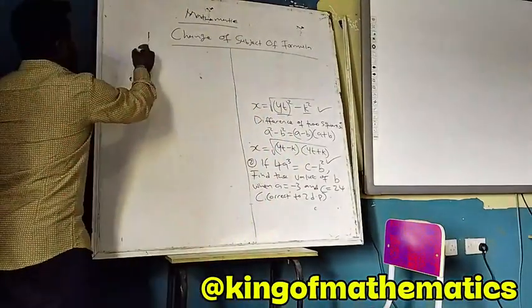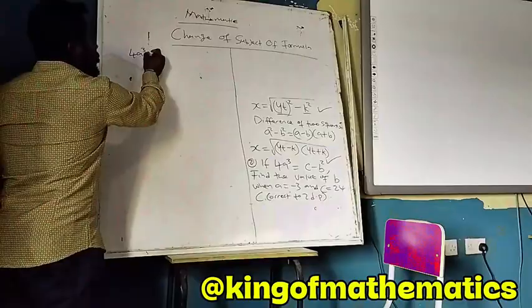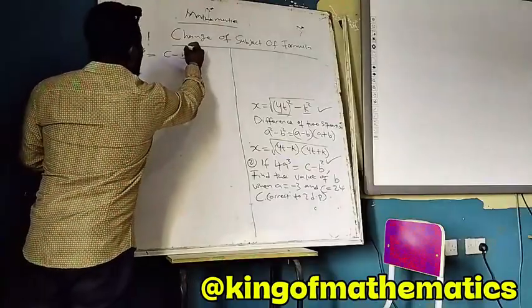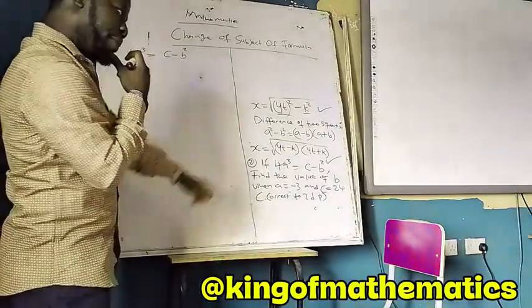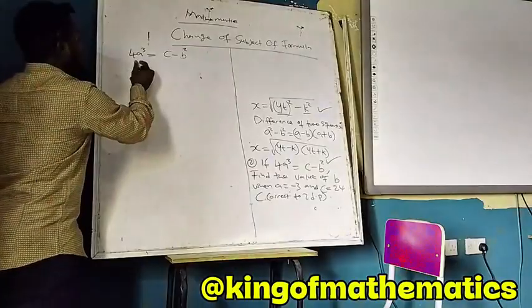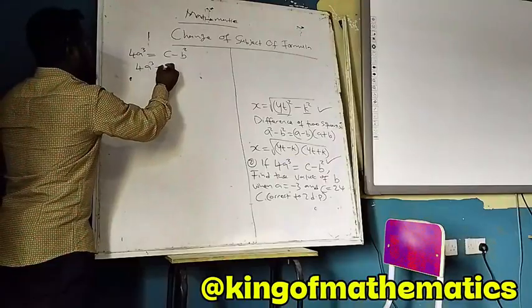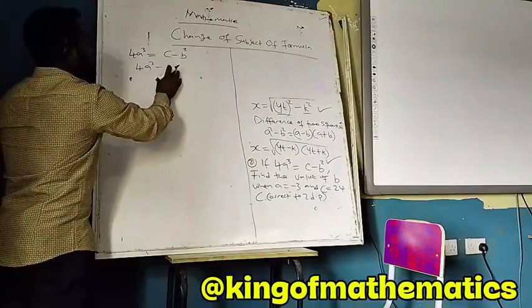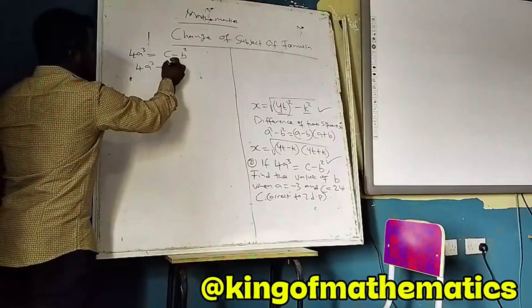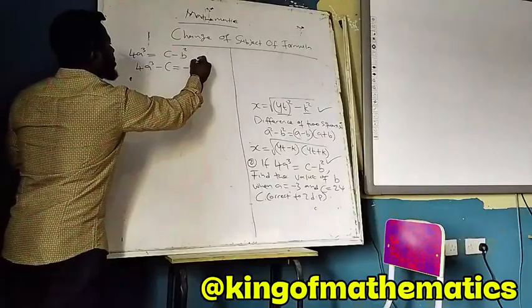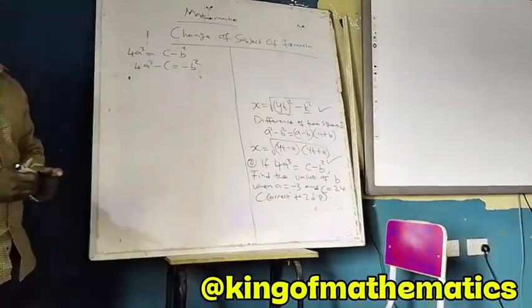We have 4a cubed is equal to c minus b squared. We have to make b the subject of the formula. That will give us 4a cubed minus, since it's b we want to make the subject of formula, we can still write minus c is equal to b minus b squared. Depending on which way you want to go.